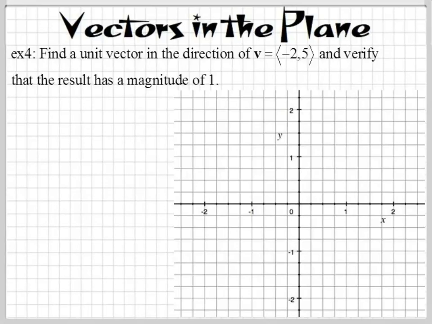Okay, for this example, we're going to look at unit vectors. This says find a unit vector in the direction of that and verify the result has a magnitude of 1. Now, that's why it's a unit vector, because it has a magnitude of 1. Unit vector is related to this, it being a magnitude of 1. And it makes sense, too. The unit circle has a radius of 1.